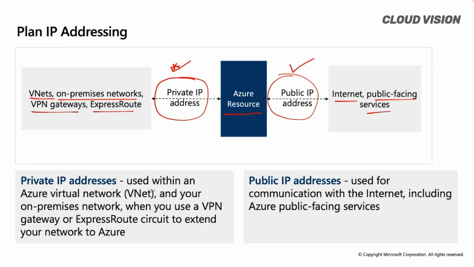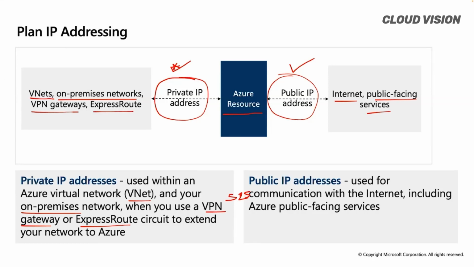So private IP addresses are used within Azure VNets and on-premises, as we discussed, with VPN gateway, ExpressRoute, and VPN gateway S2S. That's something you need to be mindful of.